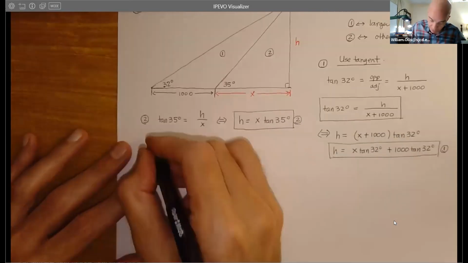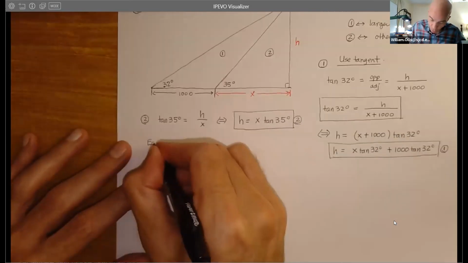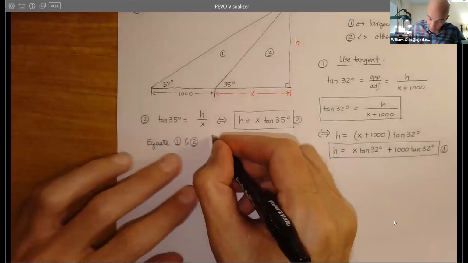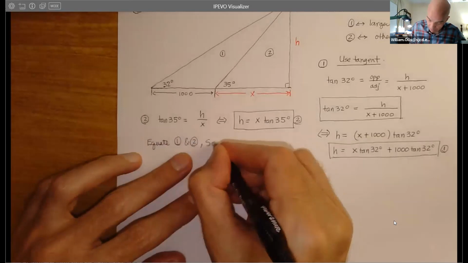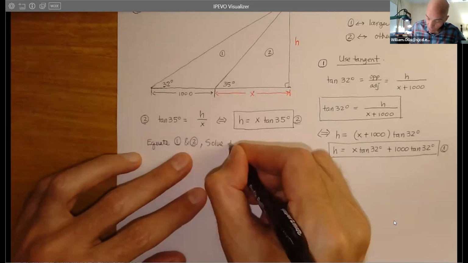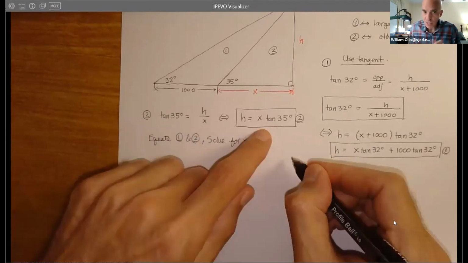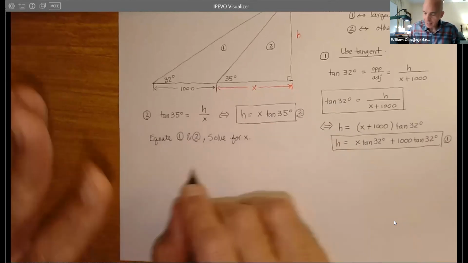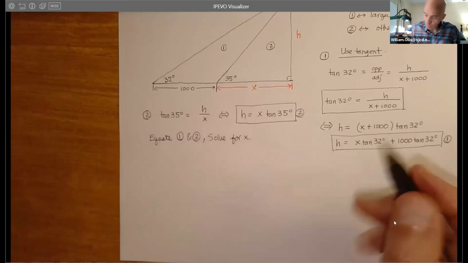So equate 1 and 2, solve for x. And then once we have x, we can substitute here and get h. That's just one way to do it. Or we could just solve for h exactly, but I'm thinking this might be simpler for you.